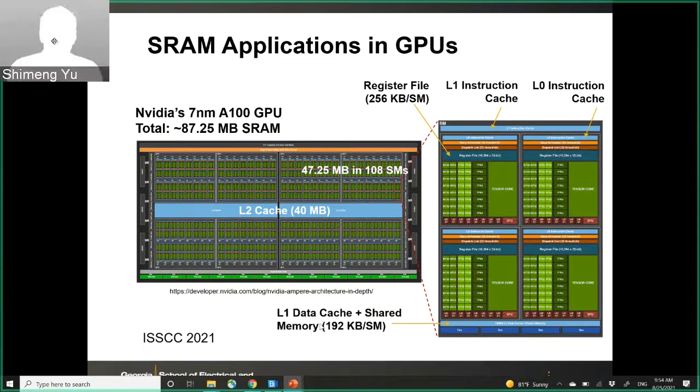So the overall architecture will be different from the GPU versus the CPU, but still you will see those SRAMs widely used as caches there.